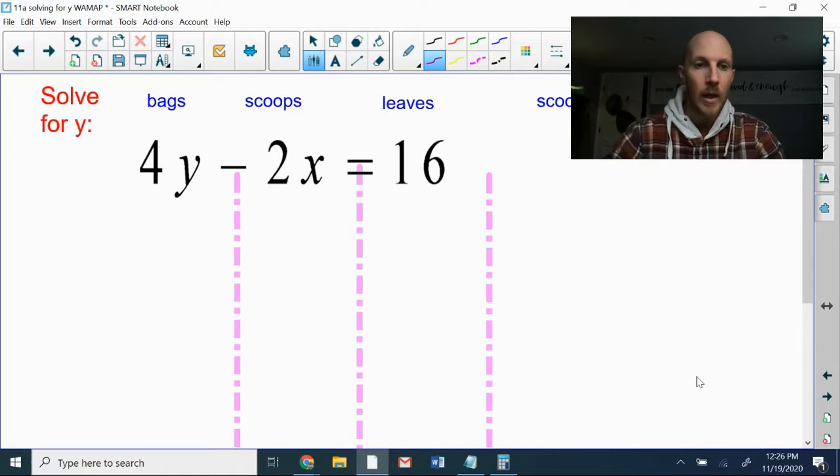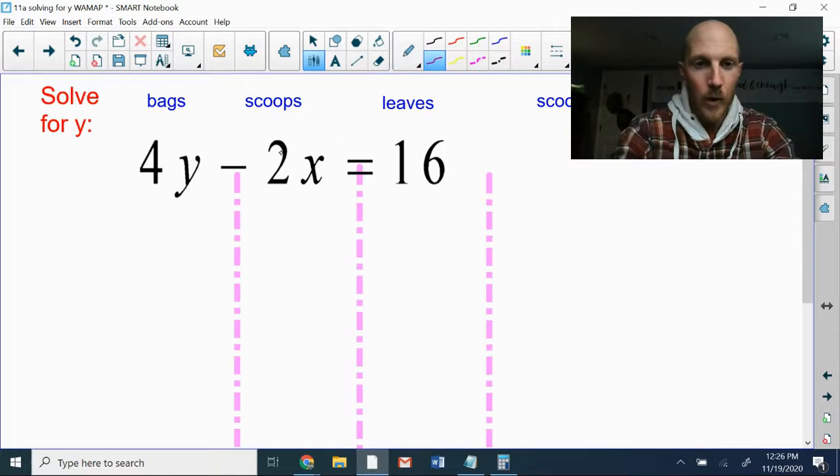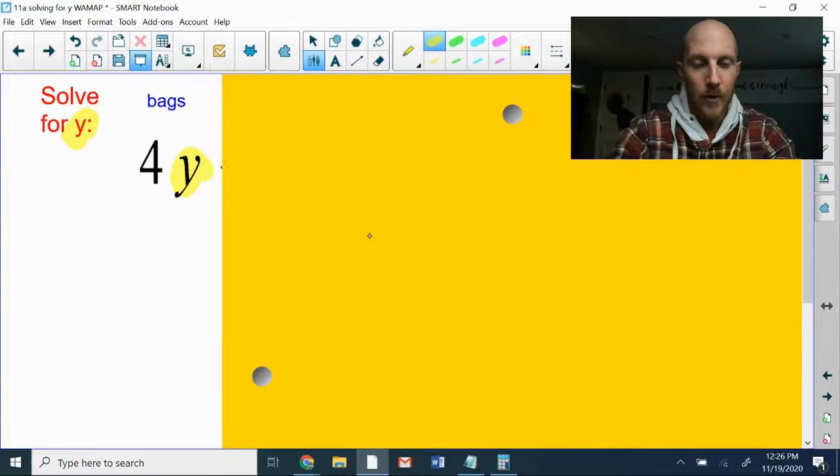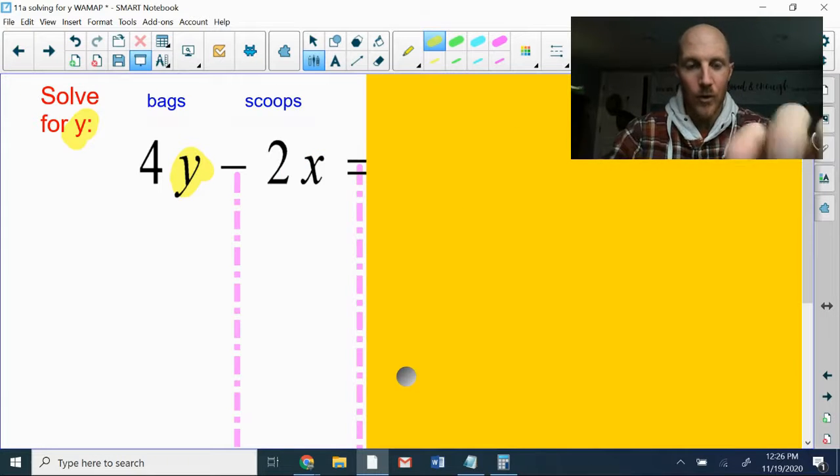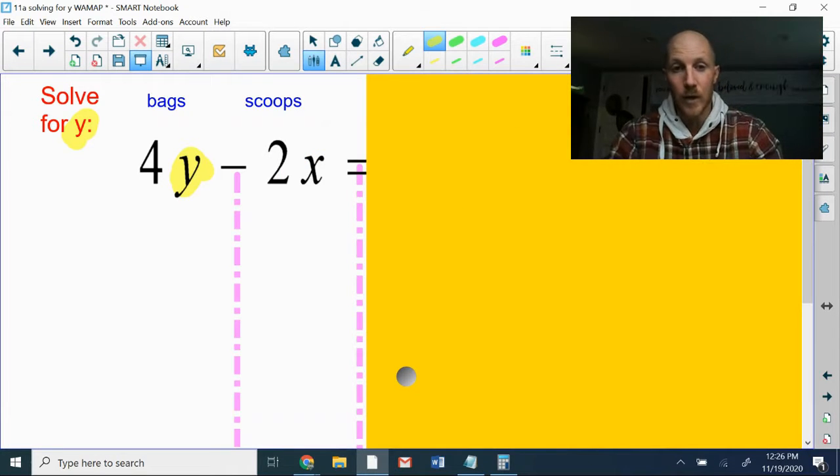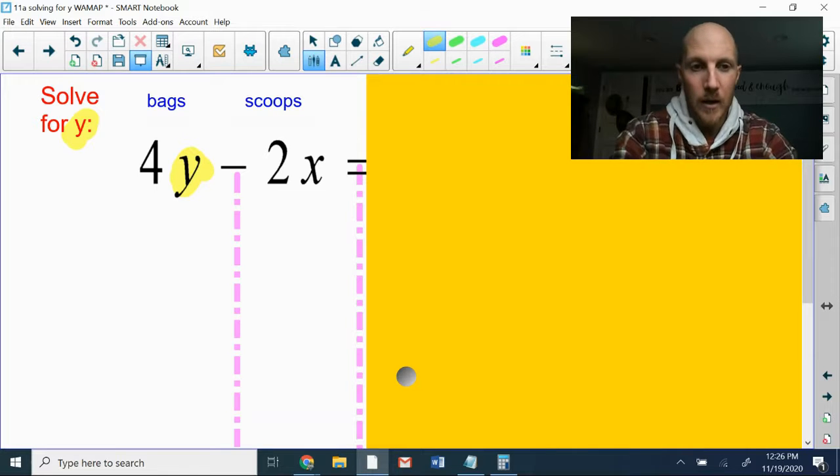Now let's try another example. This is a little bit more difficult. So same directions, still solving for y. The directions ask me to solve for y. Here's the y in the equation. It's on the left side of the equal sign, so I can focus just on the left-hand side to figure out what it is that I need to do. So I'm going to leave the y alone. I need to get rid of this 4. I need to get rid of this 2x.